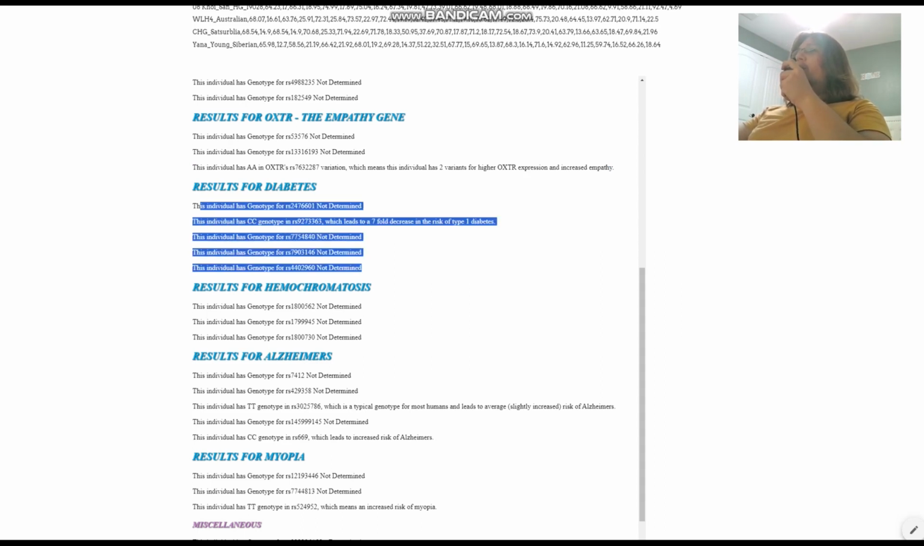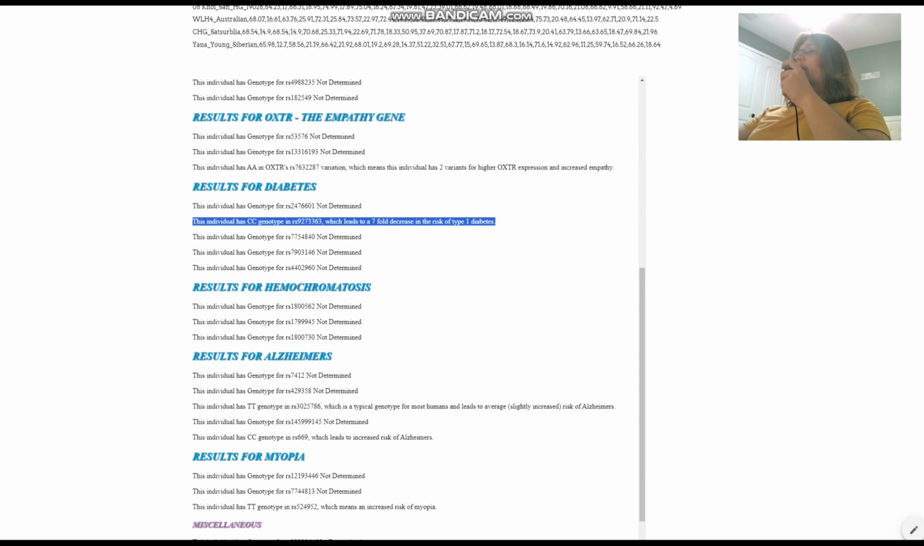All right, for diabetes, he's genotyped for the most important variation. The other ones don't really matter all that much. The one you really want to look for is this one. And you see he has the CC genotype here, which leads to a 7-fold decrease in the risk of type 1 diabetes. Definitely does not have type 1 diabetes. This is actually the only variation that is the most important for type 1 diabetes. And I'm not going to say you can basically predict type 1 diabetes just by this one genotype alone. That would obviously be an incorrect statement.